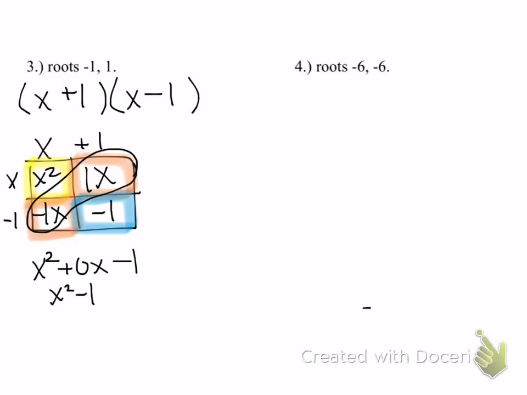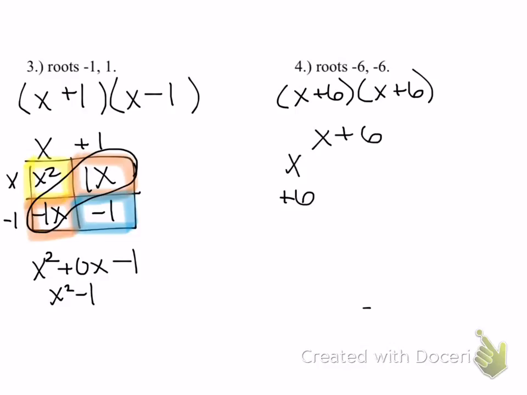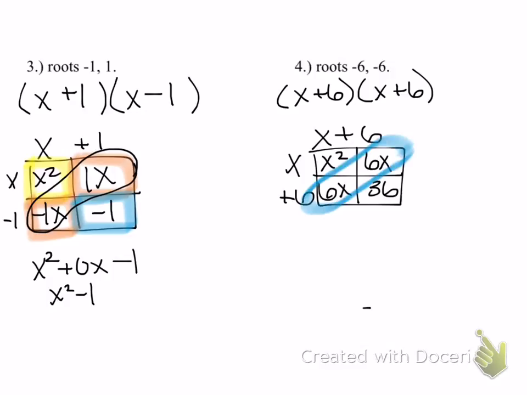We've got 6 and negative 6. So we've got x plus 6. They're both negative, so they're both going to be positive when we write them as factors. So x plus 6, x plus 6. I make my box. I got x squared plus 6x plus 6x plus 36. I combine the 2 in the middle. So I've got x squared plus 12x plus 36. And that's my quadratic equation there. All right, we got 2 more.